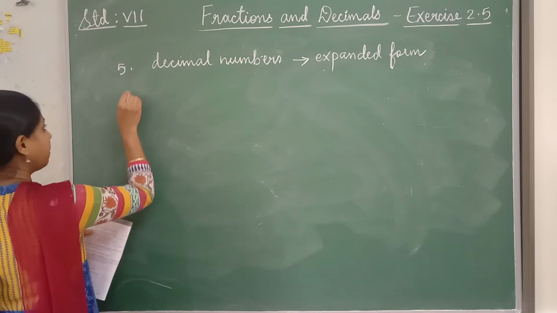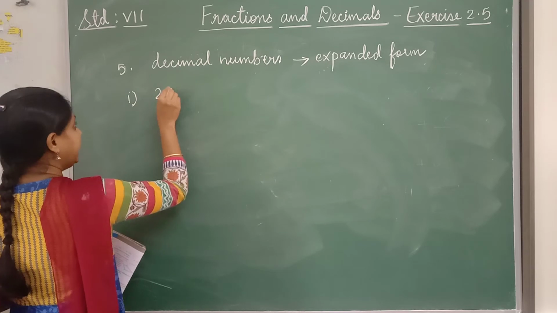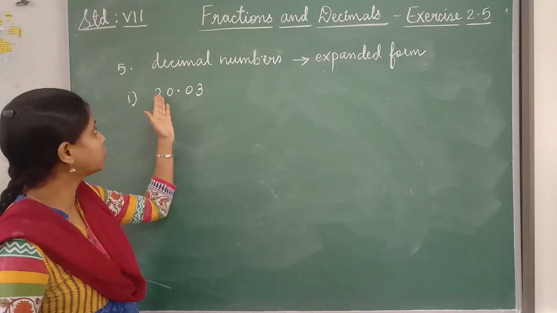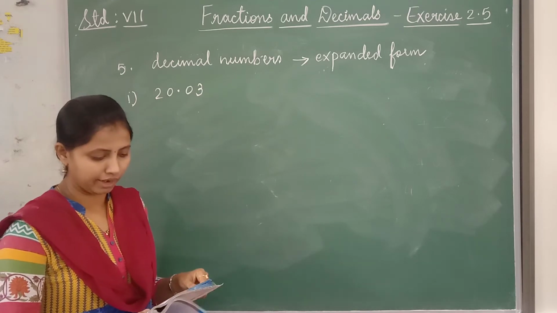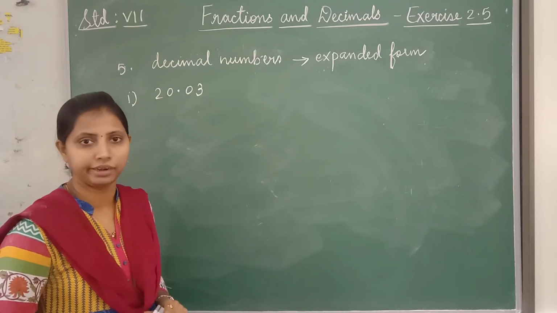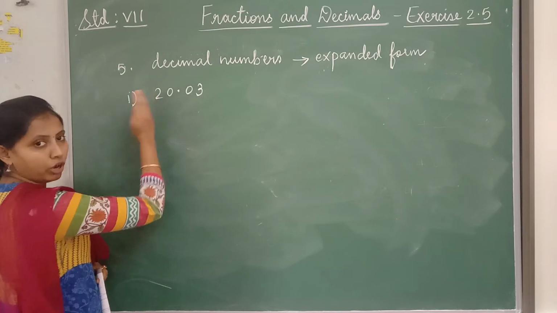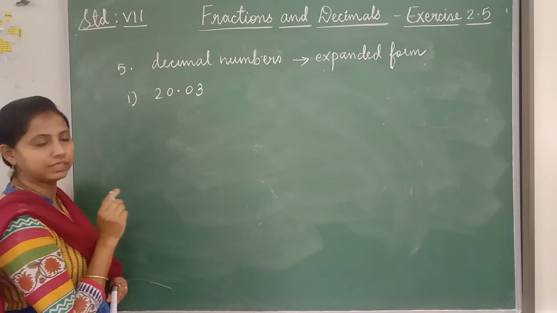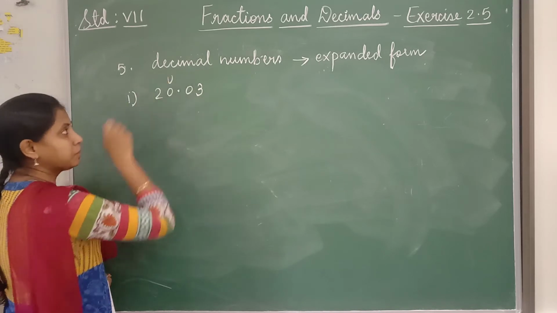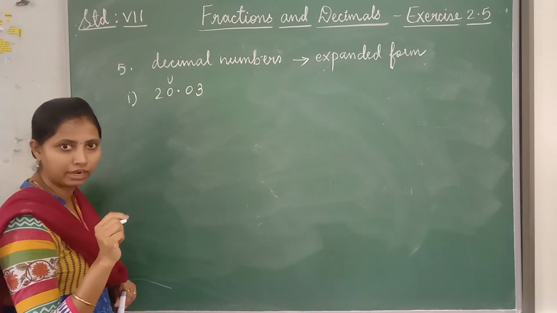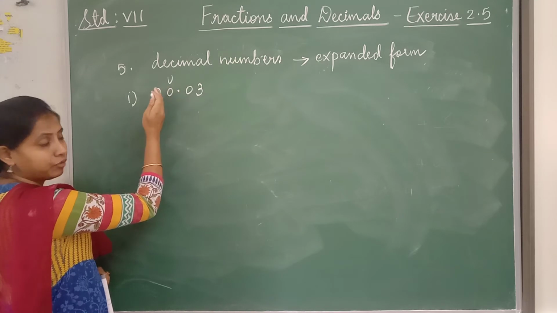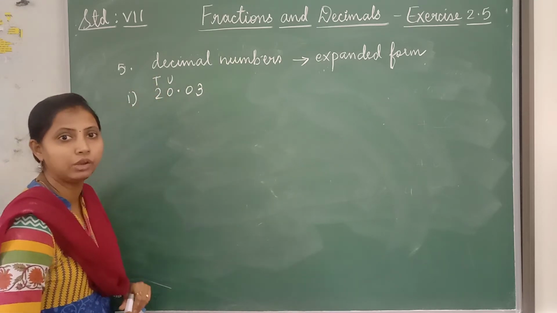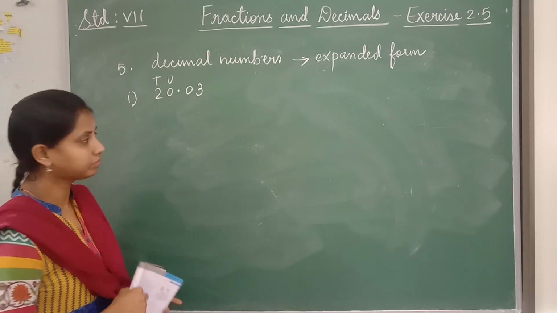So first one is 20.03. Okay, how will you express this 20.03 in the expanded form? So before the decimal point, in whole numbers, what are the place values? Okay, place and place value. So 0 is in units place, its value is 1. Then next after this is tens place, 2 is in tens place, so its value is 2 into 10.